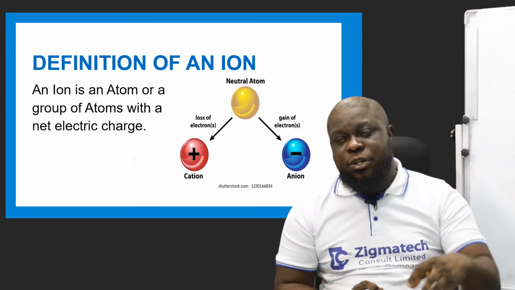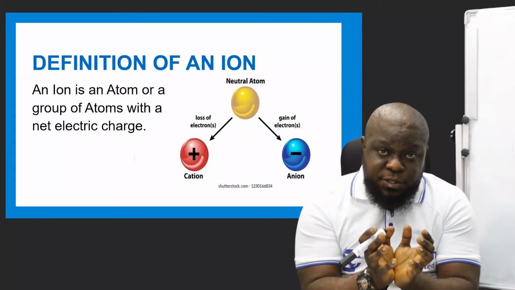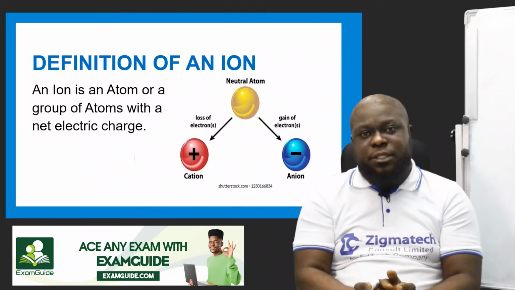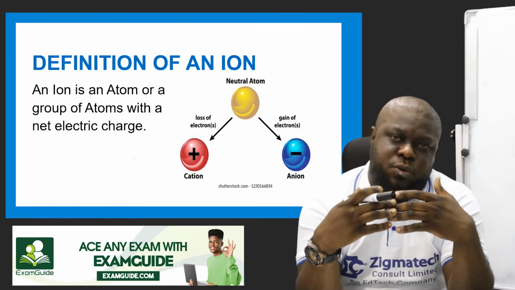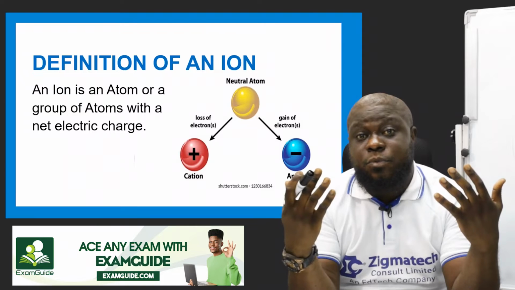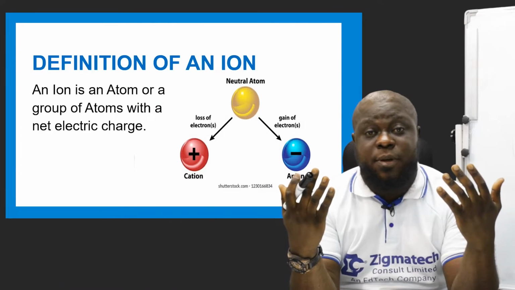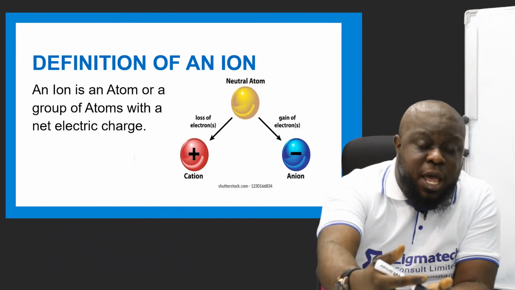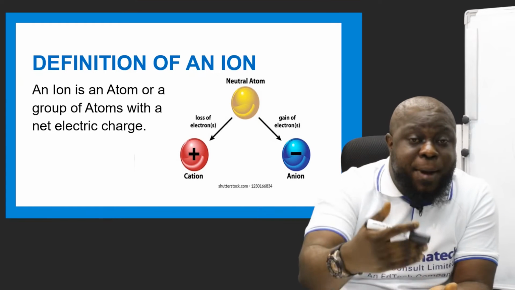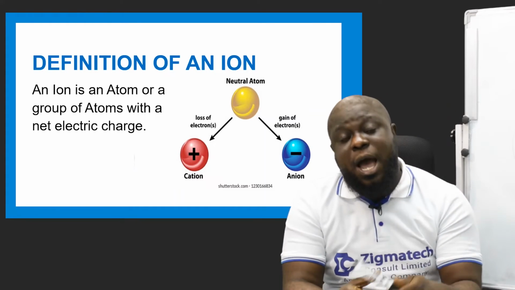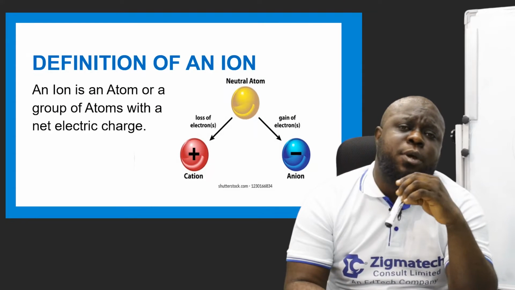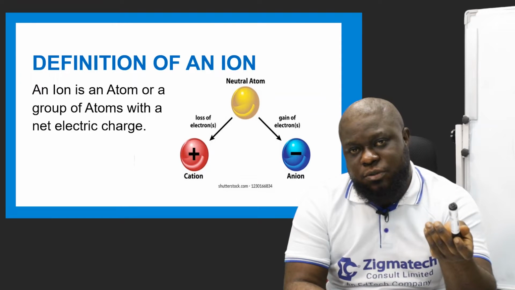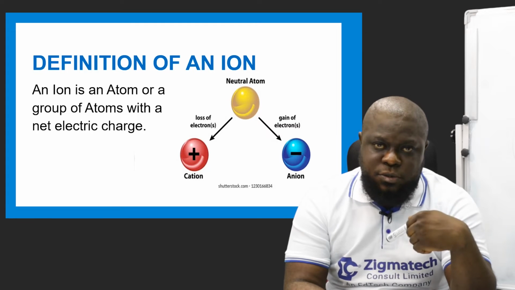Ionization is the process of charges. For the atom or molecule, because atoms and molecules are the same when it comes to charges, they are electrically neutral, both of them. So ionization is a process whereby atoms or molecules gain electric charge by losing or gaining electrons. Take note.